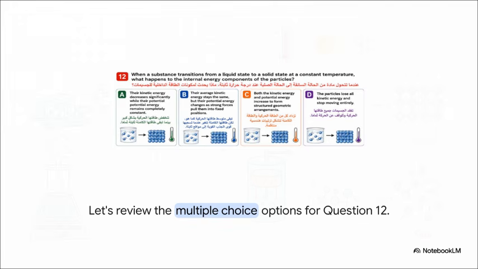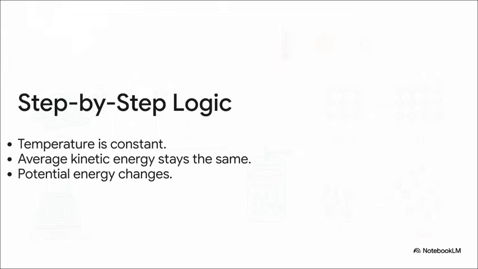Option A suggests kinetic energy decreases significantly. Option B suggests average kinetic energy stays the same, but potential energy changes. Option C suggests both increase, and Option D suggests particles lose all kinetic energy and stop moving entirely. I know these look super wordy and kind of tricky, but you already have the exact knowledge required to crack this. So the crucial point is our definition of temperature.